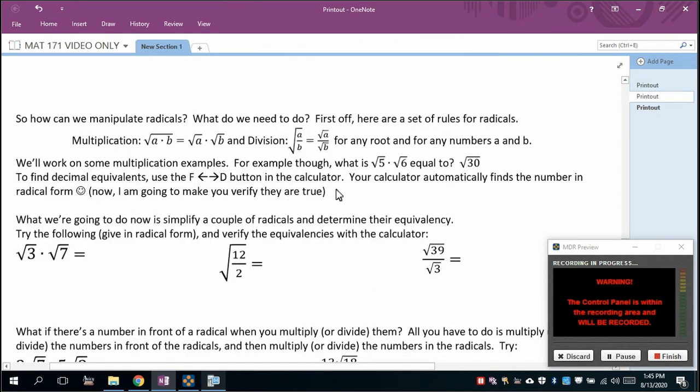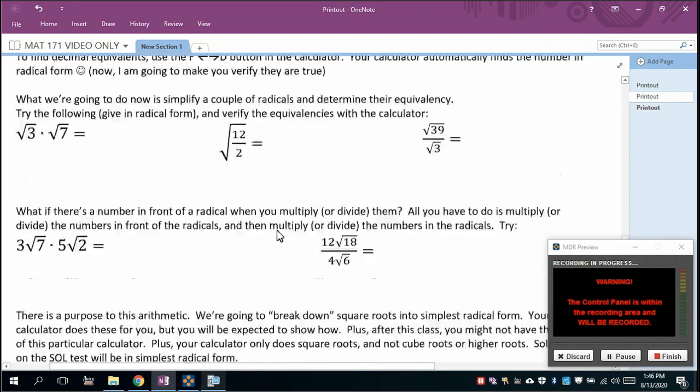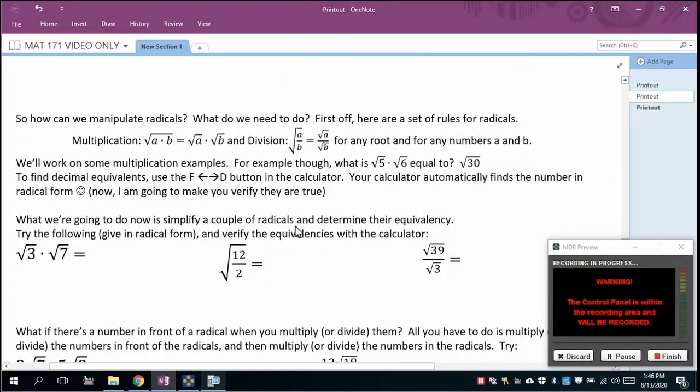Now, how can we manipulate these radicals? Well, a couple of rules. The square root of a times b would be equal to the product of the individual square roots. That's important, especially when we break things apart.